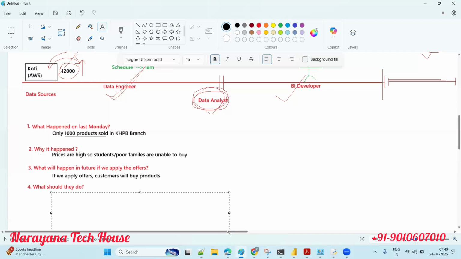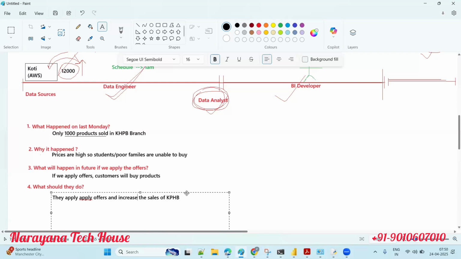Okay. So now they apply offers and track the sales, and increase the sales of KPHP, guys. That's all. All of it. So this is what, guys.